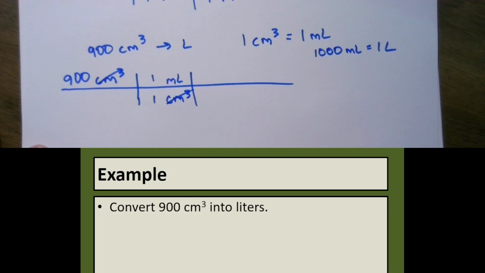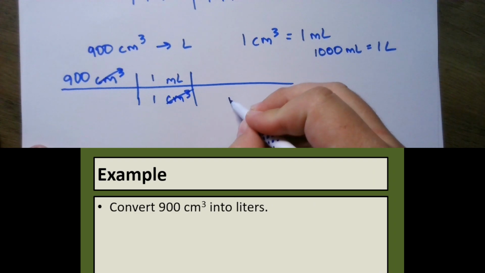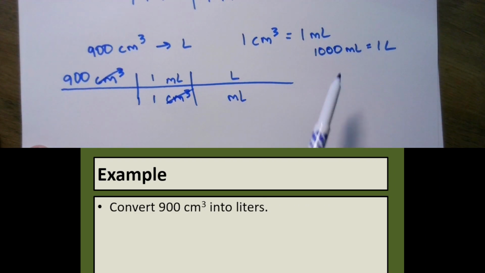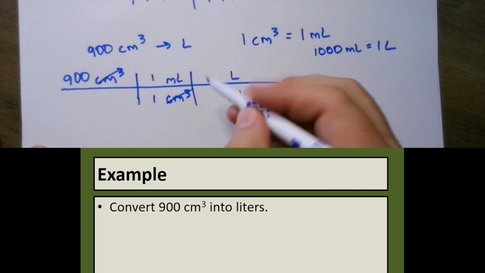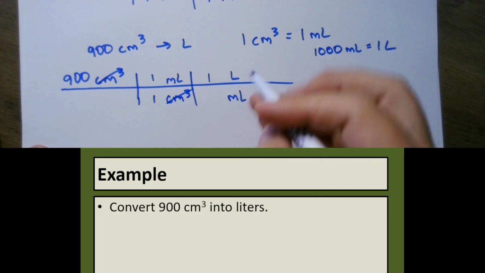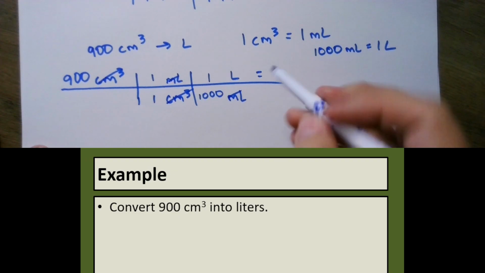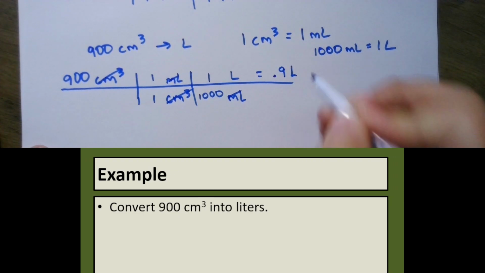I have milliliters. Milliliters need to cancel, so I put them on the bottom. I'm looking for liters. I can put that on top because I know a conversion between those two. 1 liter is 1,000 milliliters. Milliliters cancel out. Liters is what I was looking for, so that means I'm ready for my answer. Multiply all the numbers on top, so I have 900 times 1 times 1. Divide by the numbers on bottom, so divide by 1, divide by 1,000. I have 0.9 liters.